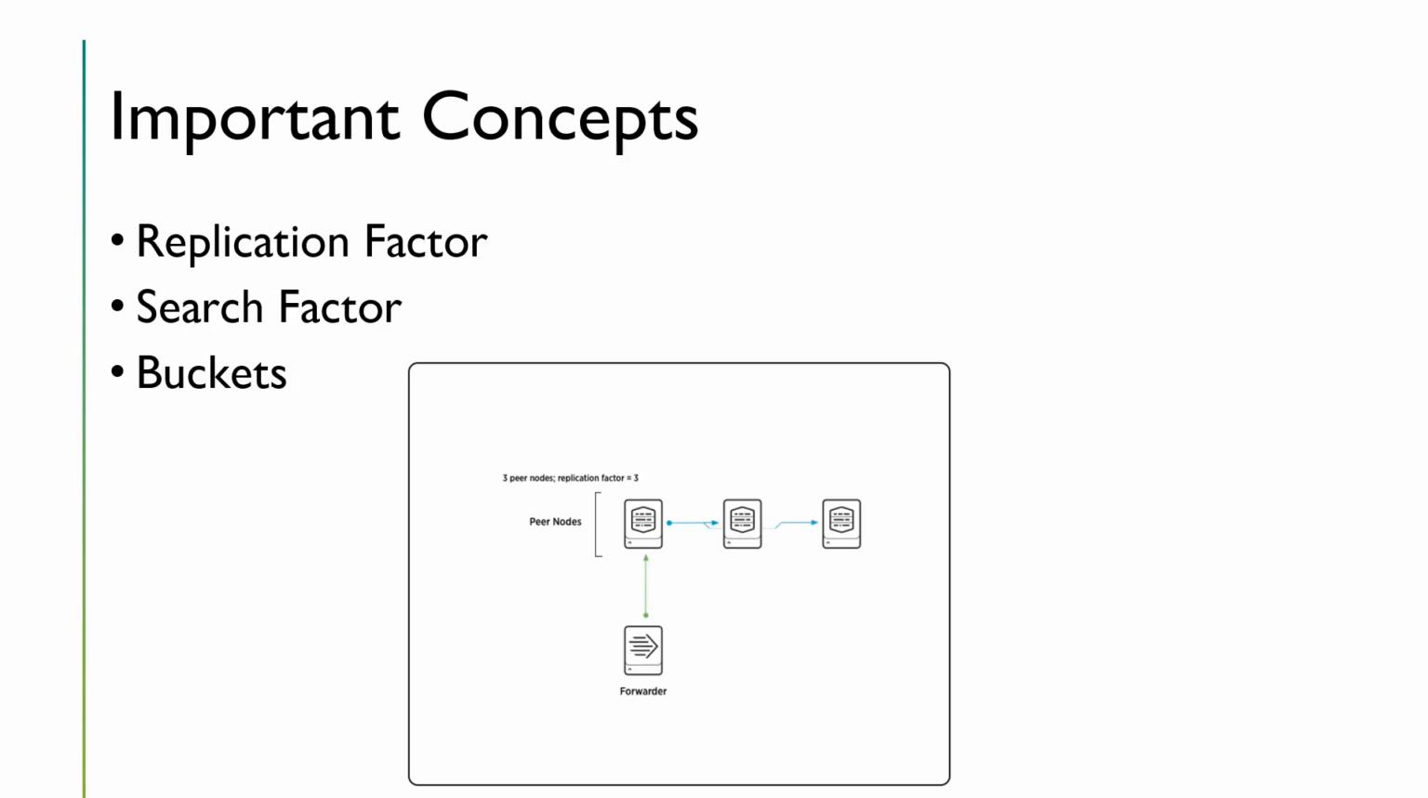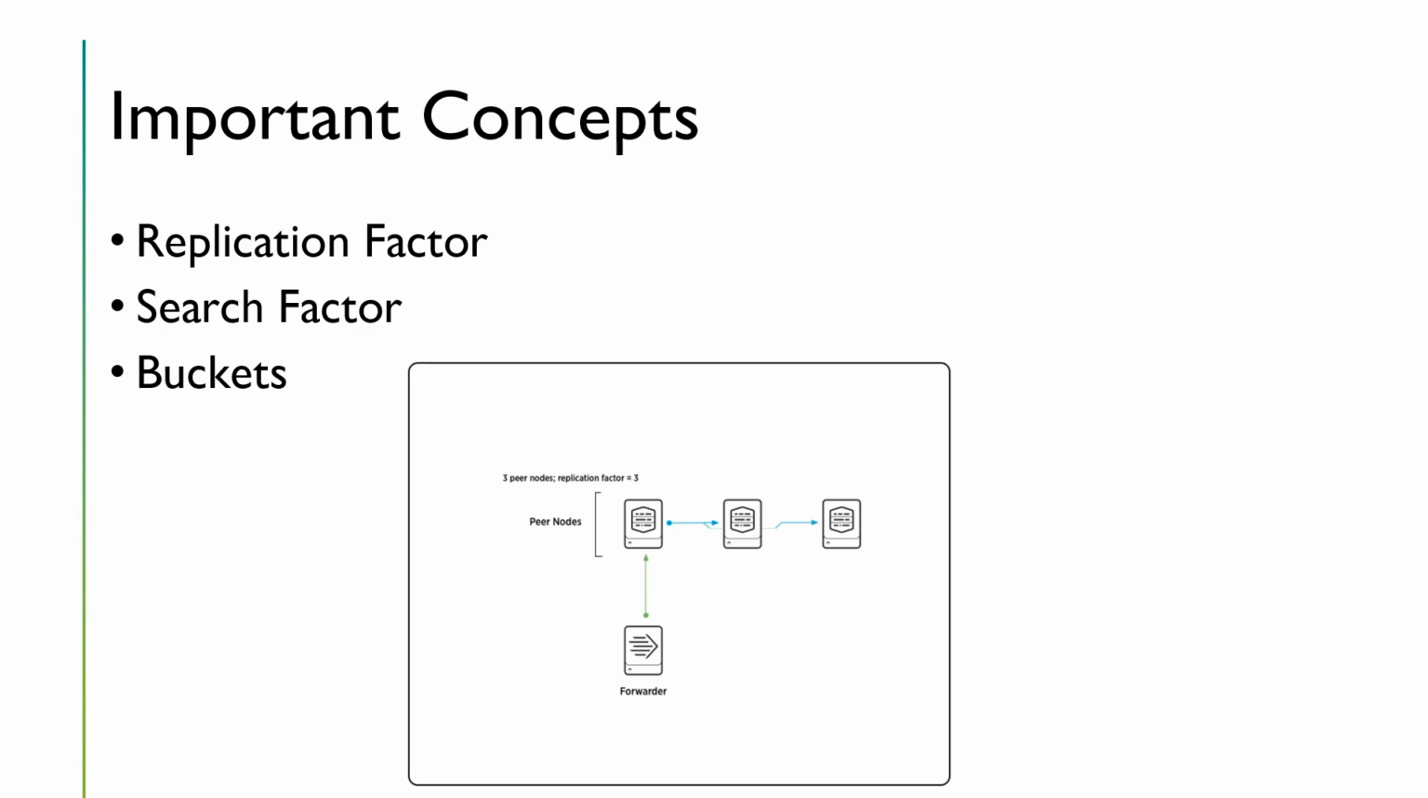So these are some important concepts you should know when you are working on indexer clustering in Splunk. These are the key terminologies you will be using, and you should know what exactly they do in clustering, right? First there is the replication factor, which is how many copies of the data you want to keep, the raw data copies basically. So if you define it as two, Splunk is going to maintain two copies of your raw data.